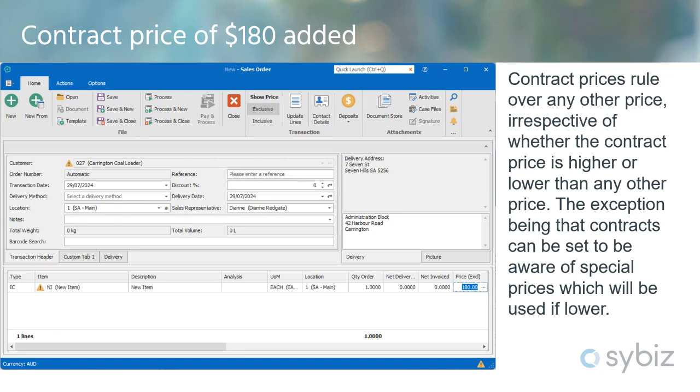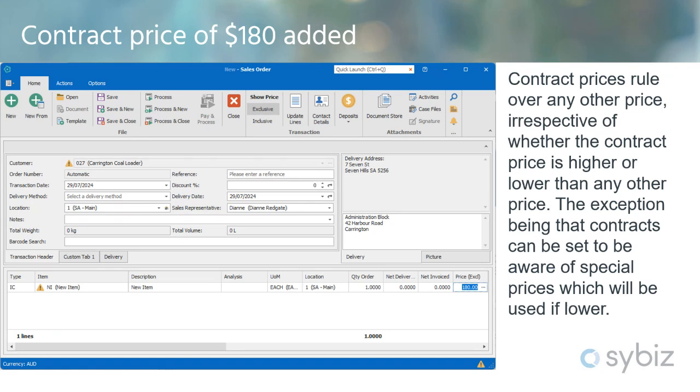But there is the exception that you can configure a contract to be aware of special prices. The scenario there is that, generally speaking, if you've got contracts in the system, they're negotiated prices with key customers that are generally better than your normal prices, but occasionally you might have a big discount sale on where, for a short period of time, the actual price to anyone walking in off the street will be less than your contract price.